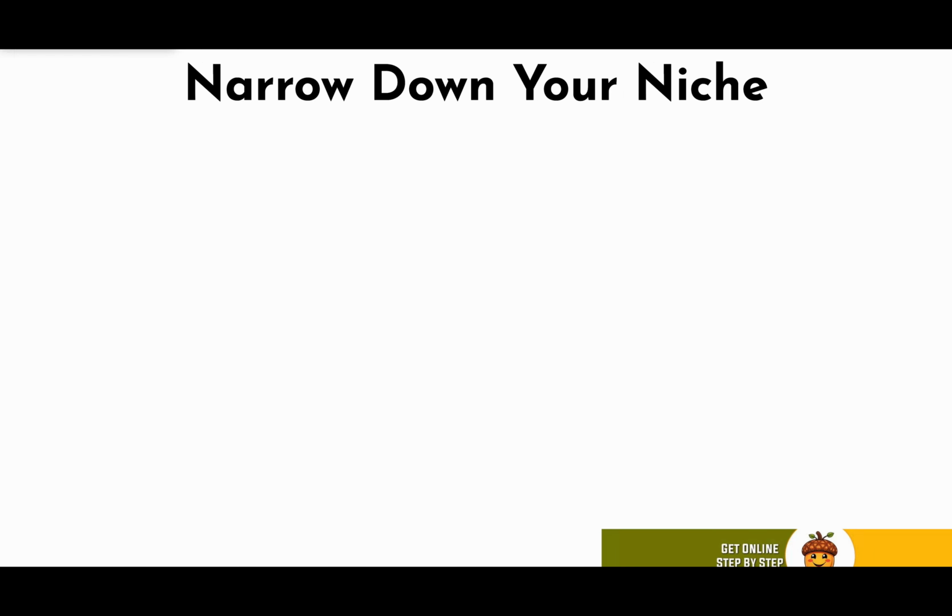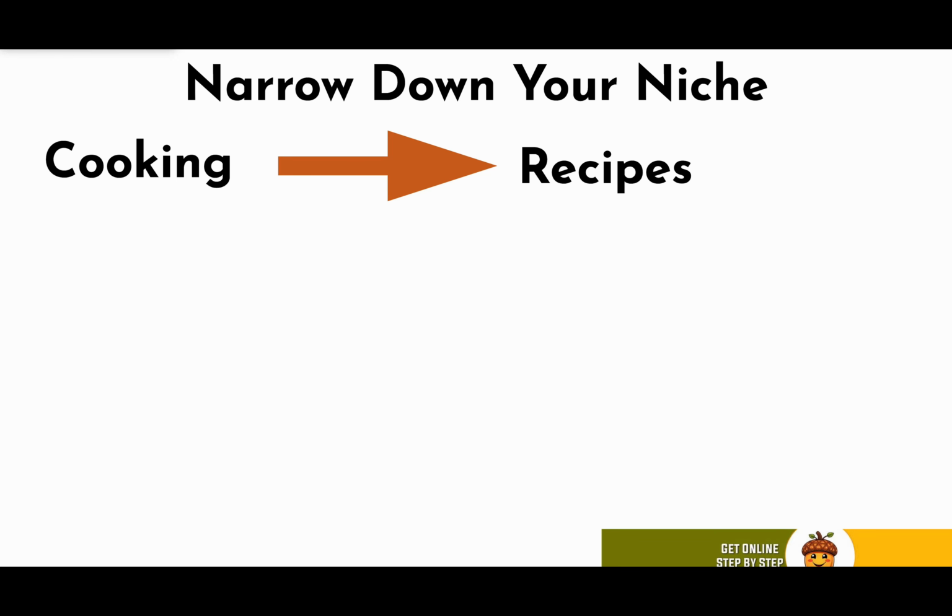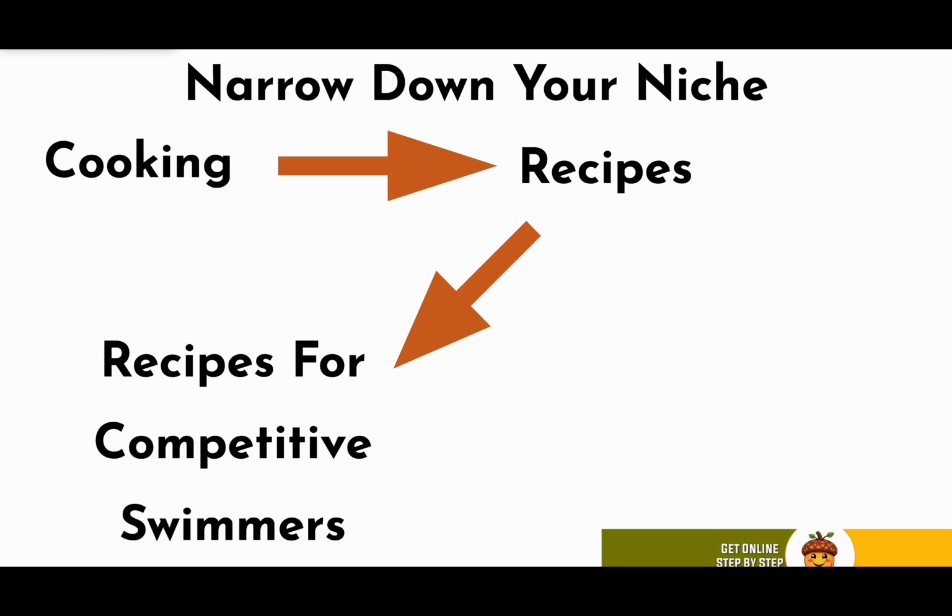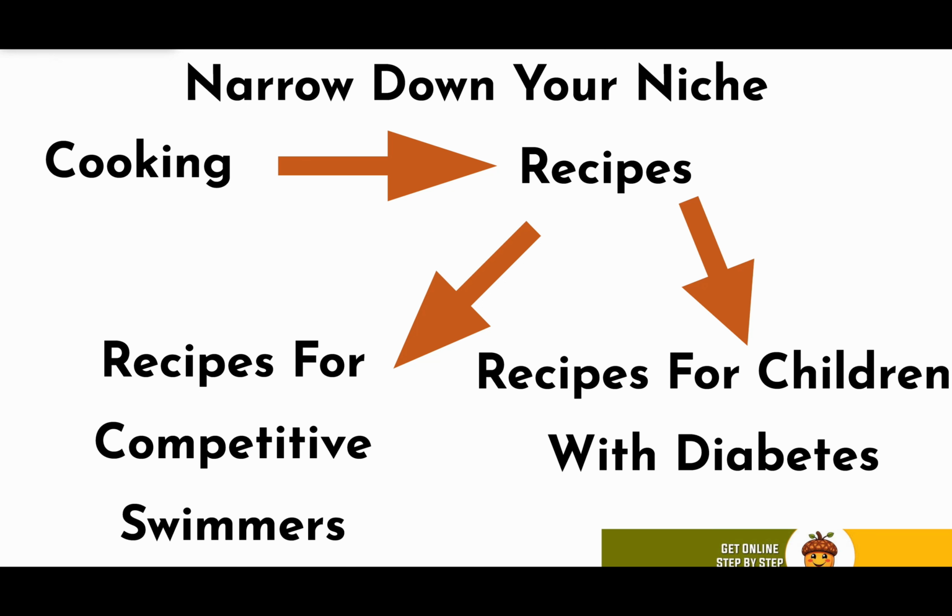So let's try another one. Let's have a look at cooking. Personally, I hate cooking, but I understand there are people who thoroughly enjoy it. Still, cooking is a very wide niche. If we narrow it down maybe to recipes, which is still a very wide niche. So if we narrow it down again, how about recipes for competitive swimmers? Or even recipes for children with diabetes? These are really important niches, and it's very important for you to narrow down as much as you can.